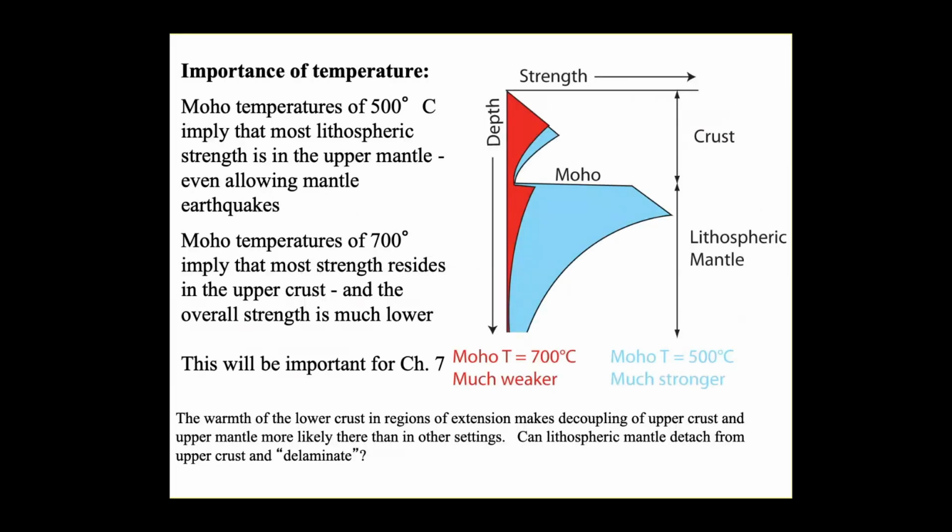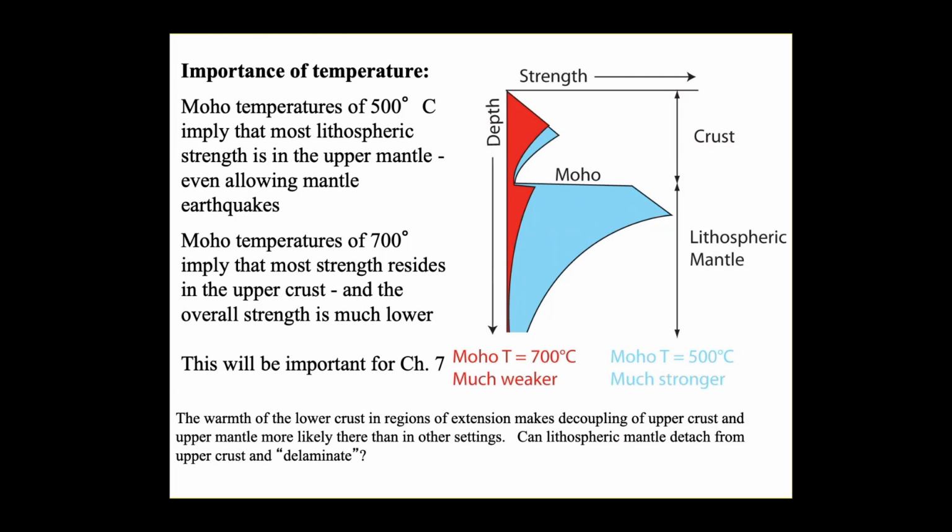So just to reemphasize the importance of temperature, we can talk about Moho temperatures. Moho temperatures of 500 degrees are being contrasted here with Moho temperatures of 700 degrees, right? Obviously the one with 500 degrees has lower heat flow than the one with 700 degrees. So Moho temperatures of 500 degrees imply that most lithospheric strength is in the upper mantle, the blue curve here.